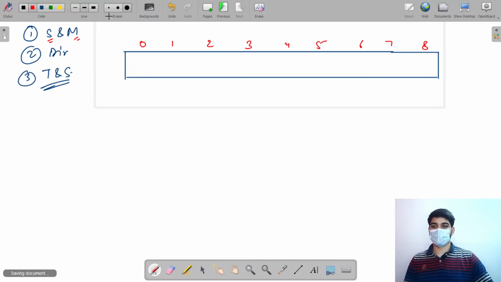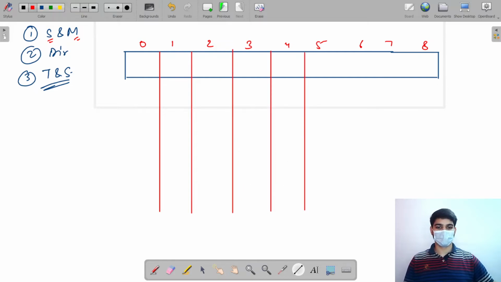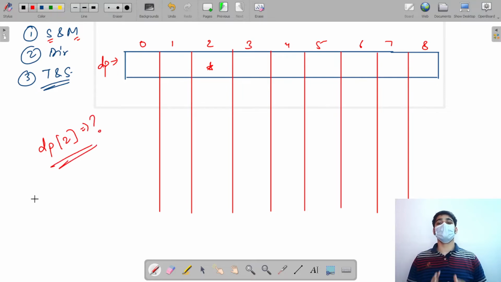Now what about the meaning? Let's make proper separations and derive a meaning for all of these. What I'm interested in knowing is what this would mean. If this is my DP, this is my storage, then what would DP of 2 mean? DP of 2 means the number of ways, the number of combinations, using the coins that I have such that I can create a summation of 2.